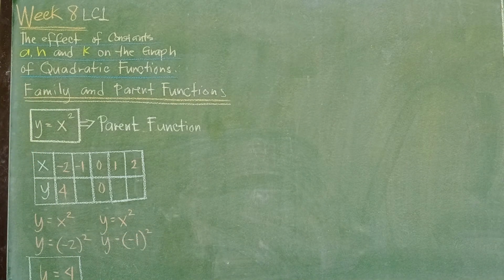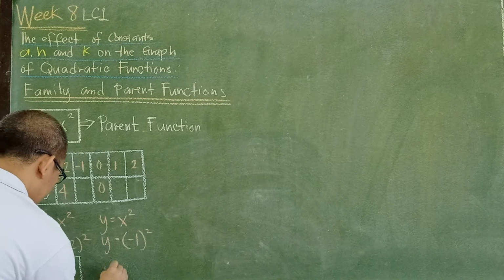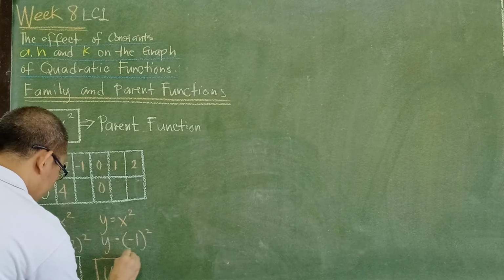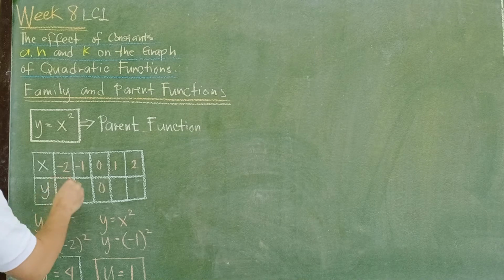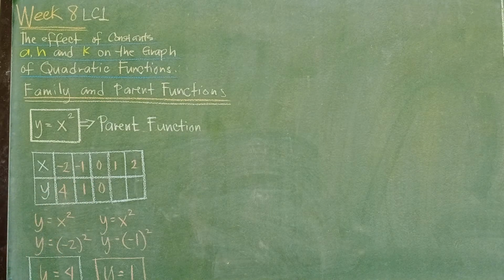Next, what if yung x natin is negative 1? So yung x natin papalitin natin ng negative 1. Now, you simplify. Negative 1 raised to 2, that is negative 1 times negative 1. Well, that is positive 1. So kapag negative 1, yung ginamit natin as value of x, yung y natin is equal to 1. So ilalagay natin dito is 1.